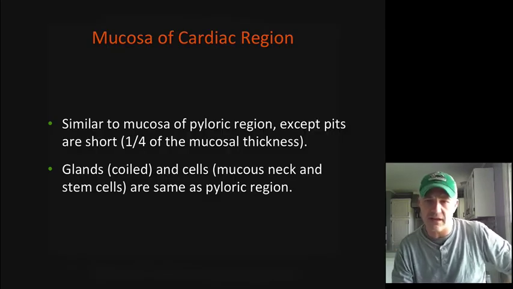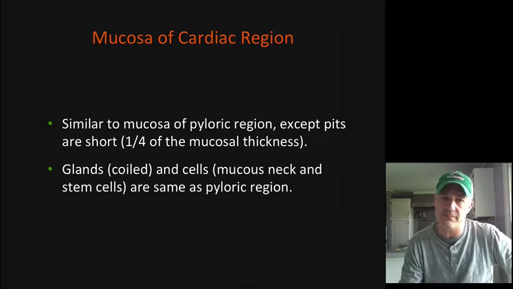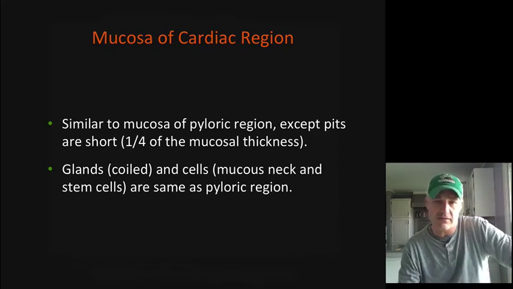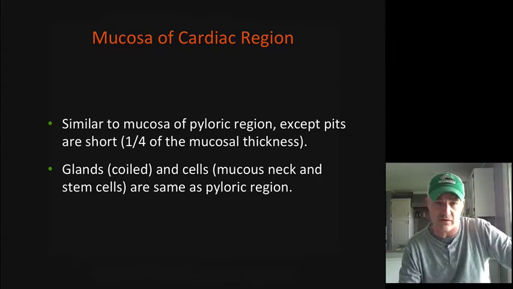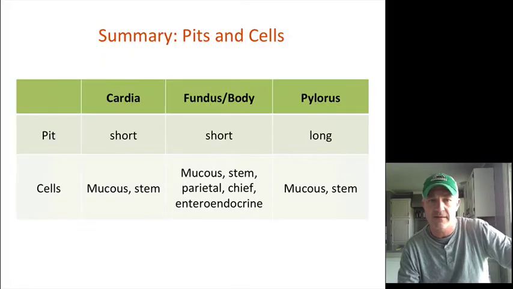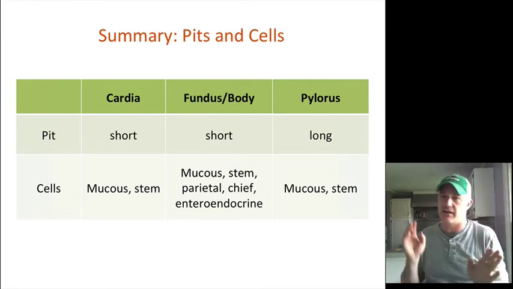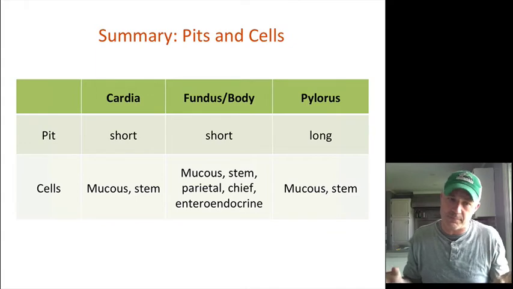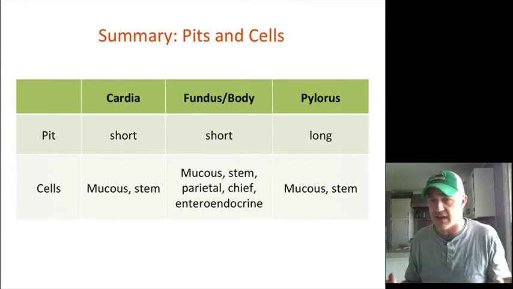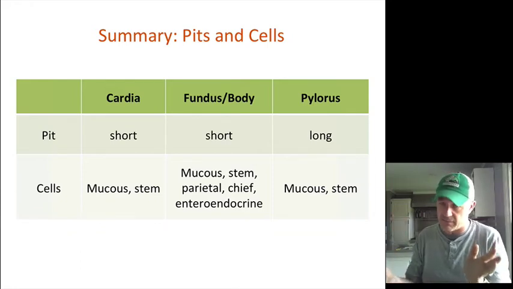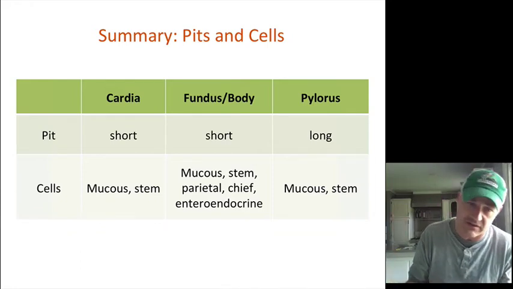The cardiac region is pretty similar to the pyloric region, except the pits are a lot shorter. And really, the stuff that's entering the stomach there tends to look a lot like the pyloric region. So mucous neck cells, stem cells. So the main thing here, if we're looking at the difference, cardiac and the pyloric region both have these pits that are just mucus and stem cells. Big difference is the pyloric region is much longer. The cardiac region is much shorter.